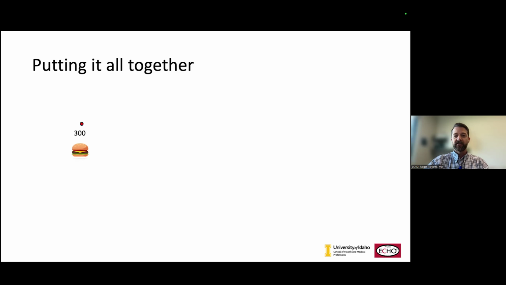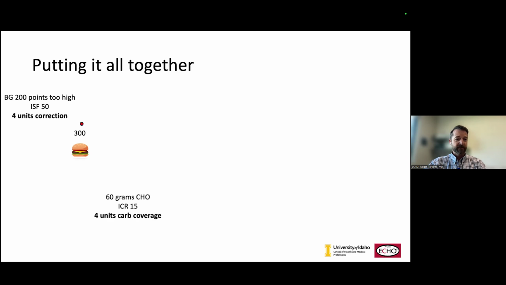So now we're going to combine all of this together. A situation where a person's blood sugar is 300, and they're eating 60 grams of carbohydrates. So for that 60 grams of carbohydrates, with a carb ratio of 15, they need 4 units of carb coverage. But for the 300, their blood sugar is 200 points too high. And if their correction factor is 50, then they need 4 units for correction. So the total dose in this situation is 8 units, 4 units of carb coverage, 4 units of correction. And if we did all of that correctly, the patient has a normal blood sugar several hours later, even if their blood sugar was high when they were eating.